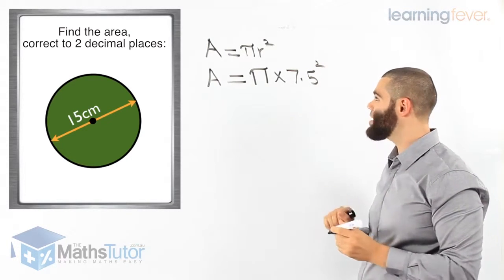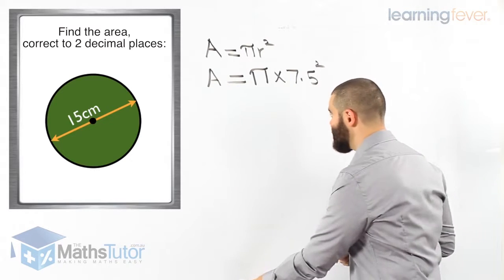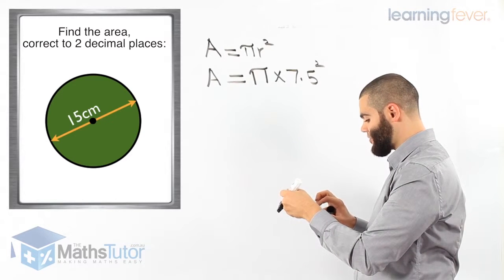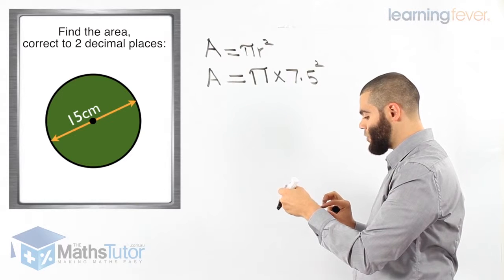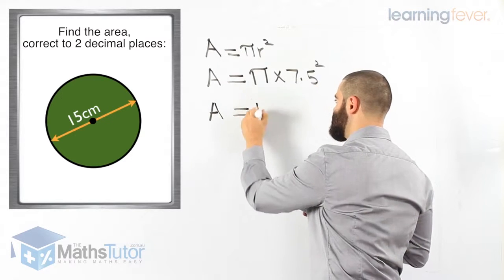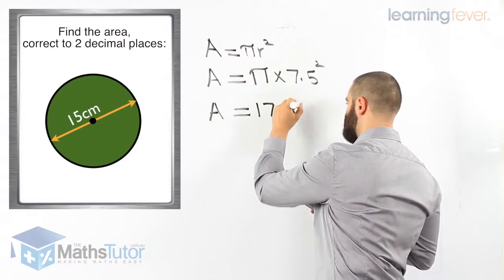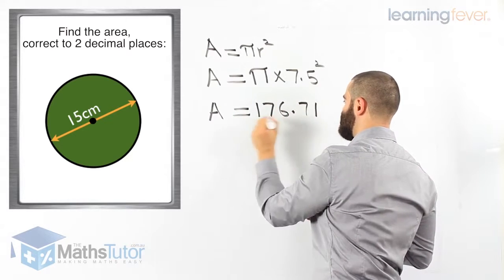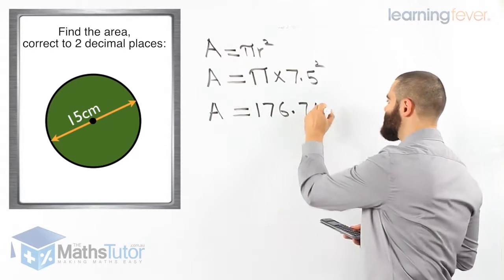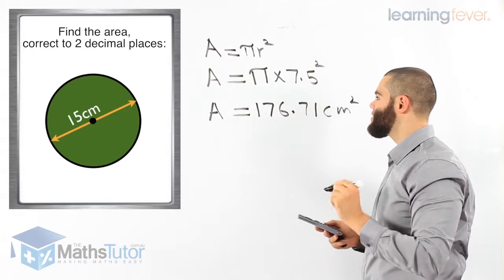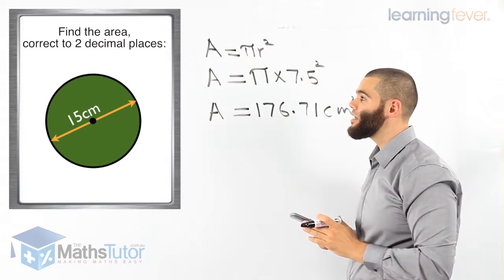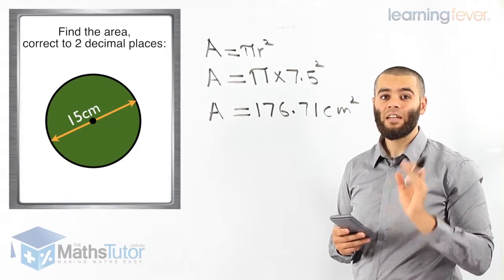Pi times r squared. Now, again, grab your calculator. Let's do it. Pi times 7.5 squared. And our answer, the area of this circle, is 176.71, and this is to 2 decimal places, centimeters squared. So here we have 176.71 square centimeters. That is the area. It's shaded in green. Once again, it is easy.